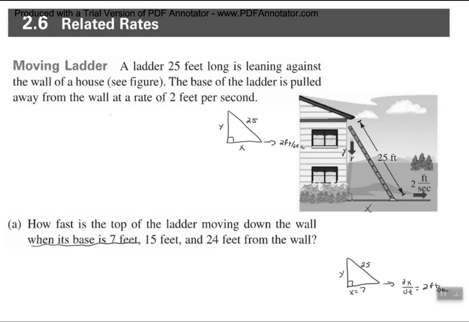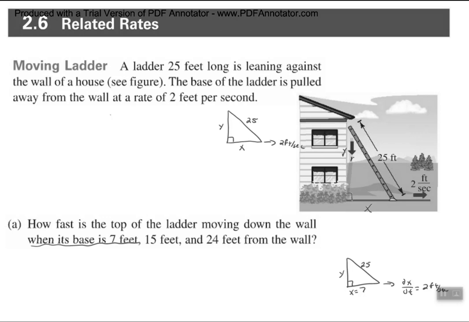So the first one, we have a ladder that's 25 feet long that's leaning against the wall of a house, and the base of the ladder is being pulled away from the wall at a rate of 2 feet per second. So question A asks, how fast is the top of the ladder moving down the wall when its base is 7 feet, 15 feet, and 24 feet? So we'll look at the first two there.